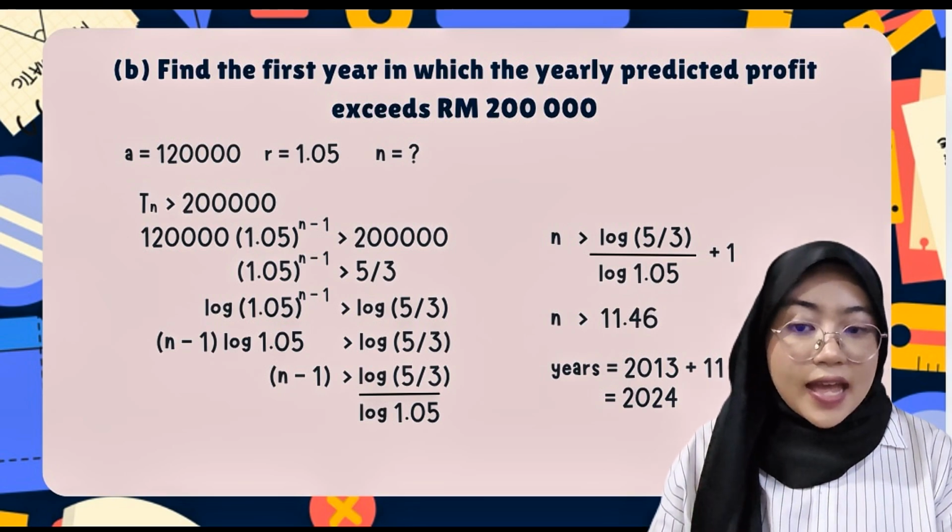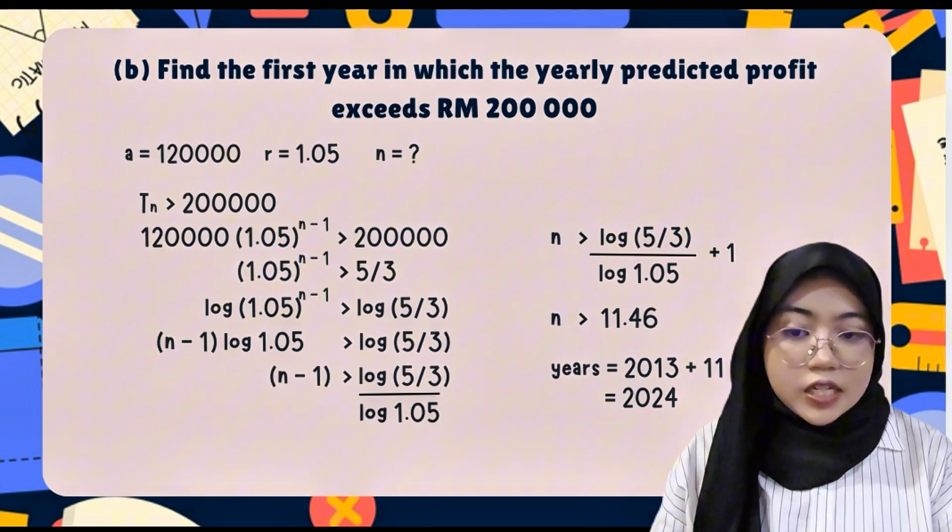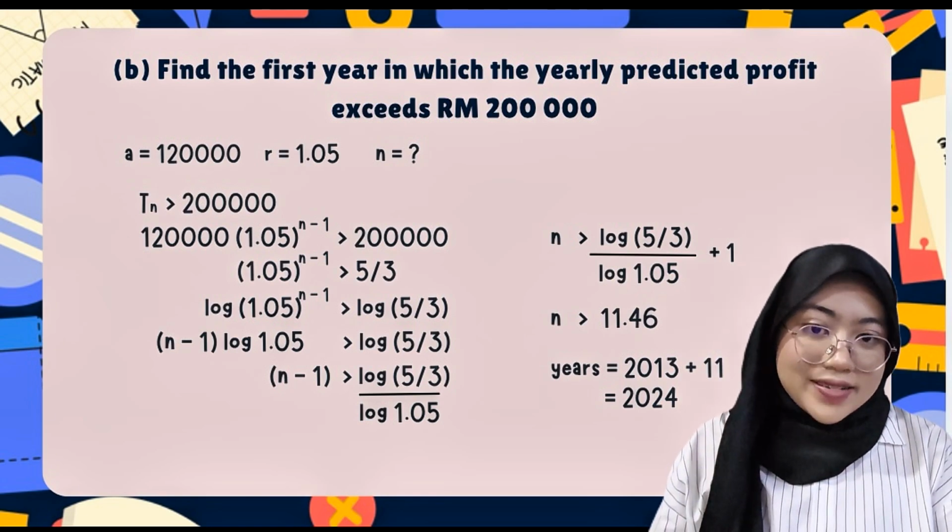N less than 13.425, and we'll get N equals 12 years because it wants less than 13 years. So N equals 12 years.